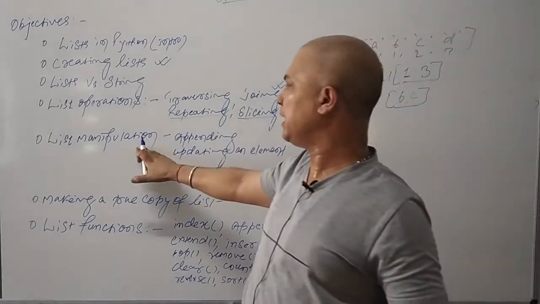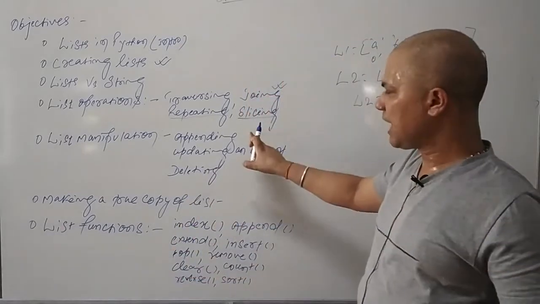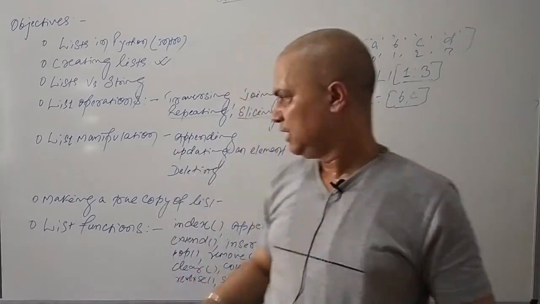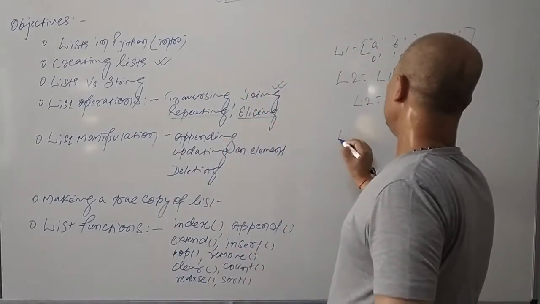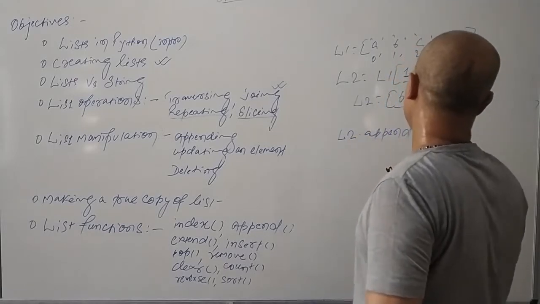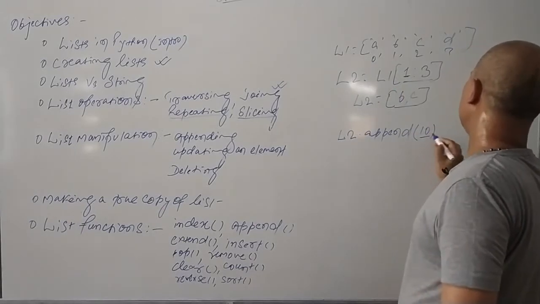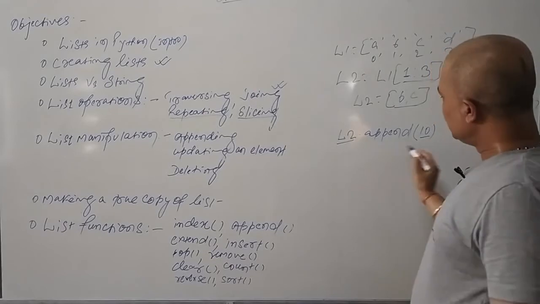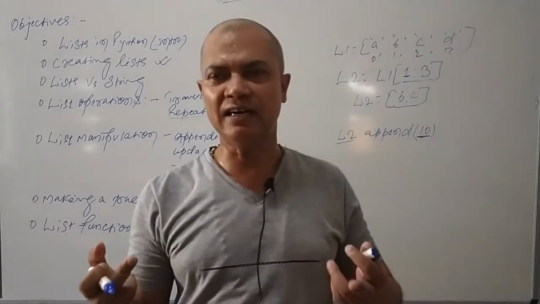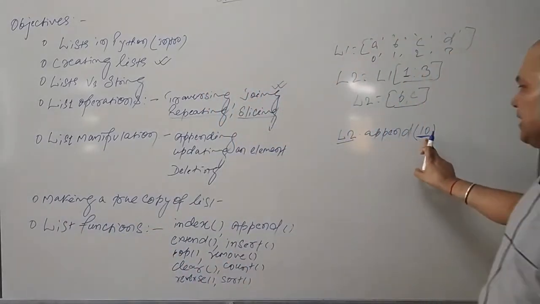Now come to list manipulation, meaning how to manipulate a list. First, as you can see, appending. Appending means adding a new element in the list. So we have the append method. Any list can be appended: L1 dot append, and inside it whatever element you want to append. Here in L2, 10 will be added at the last. The append method always adds an element at the last of the list, whatever you are using in the parameter of the append method.